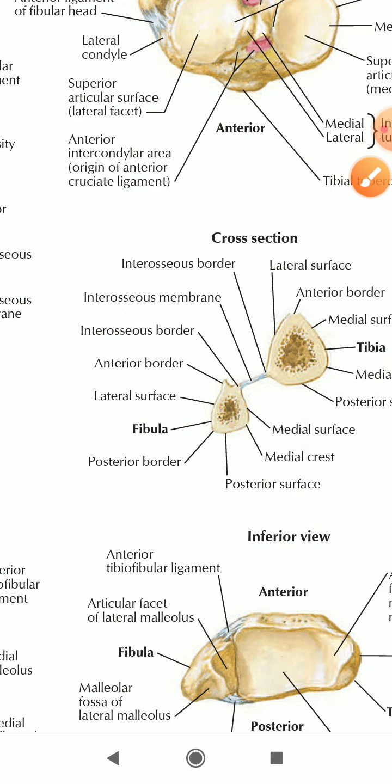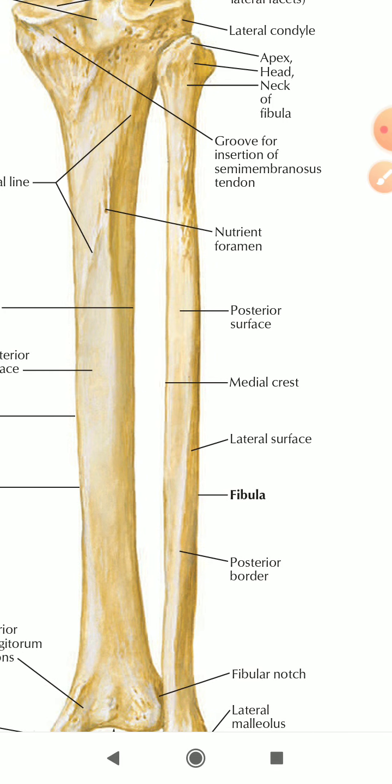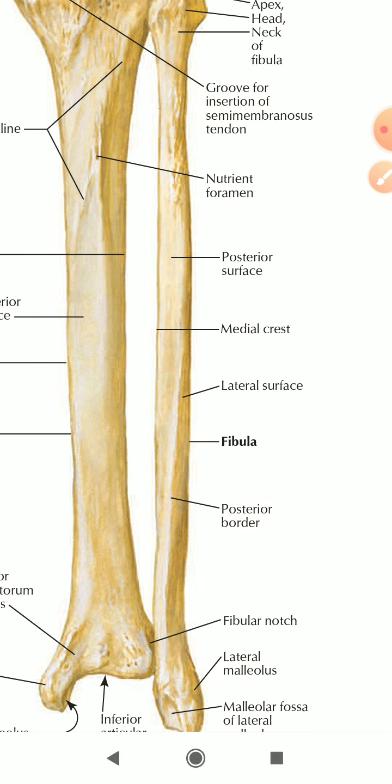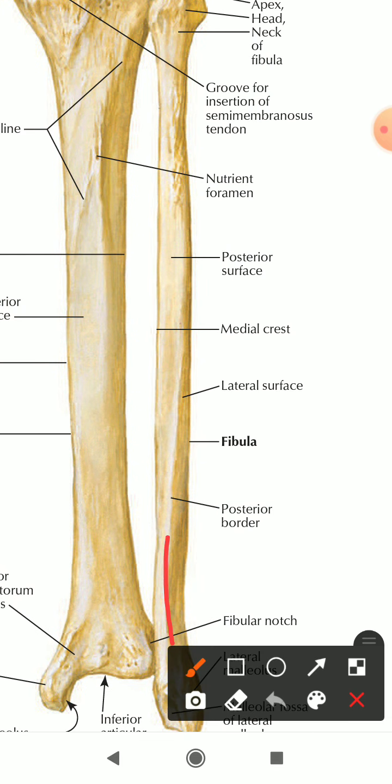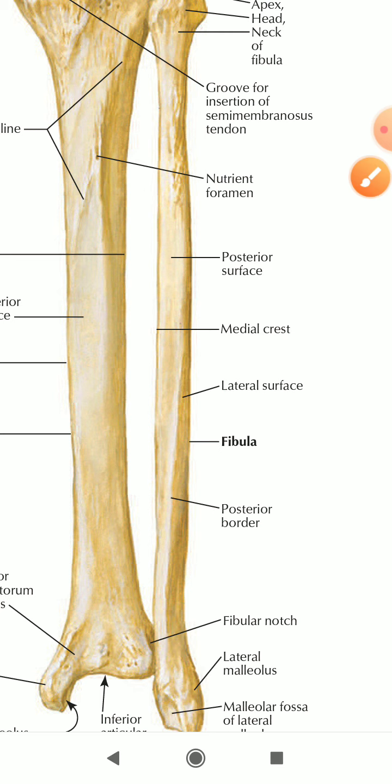Now move to the posterior border. Which one is the posterior border? The posterior border lies posteriorly. Look at that. This is the posterior border, and the posterior border gives attachment to the posterior intermuscular septum. Now move to the surfaces.